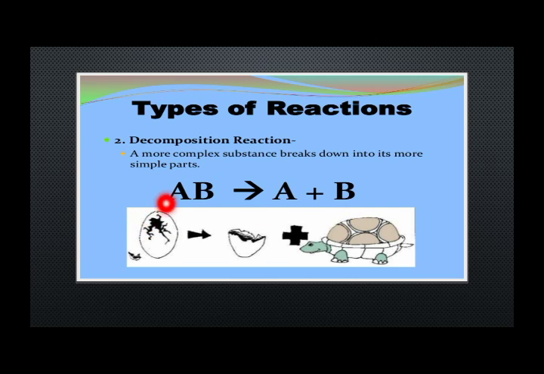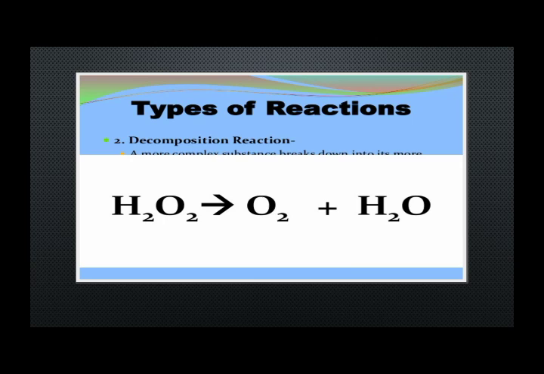The egg is present over here. When it breaks, a tortoise comes out from that egg. So the new product came out from this egg after the decomposition, or the breaking, of this egg. Here you can see the chemical reaction also, that H2O2, hydrogen peroxide, is going to decompose into oxygen and water.